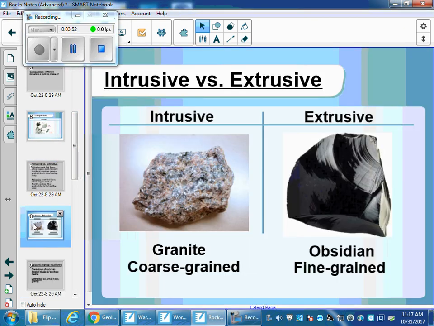So if you take a look at our picture here, we've added on some information. Granite we already know is coarse-grained. It is also intrusive. We can tell that because it's coarse-grained. We know it took a long time for the crystals to form, so it is intrusive because it's got those big crystals. On the other side here, we've got the obsidian. It is fine-grained, and that tells us that it is extrusive. It cooled much more quickly on the surface of the Earth.